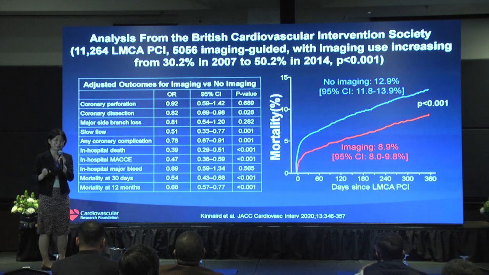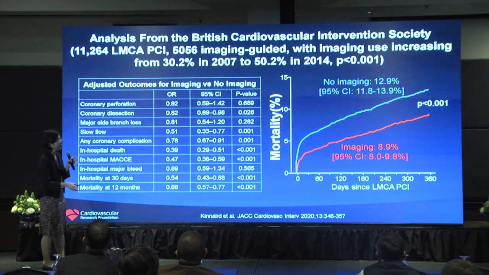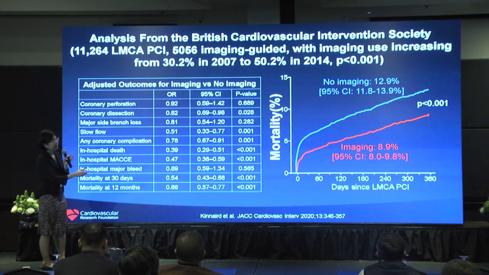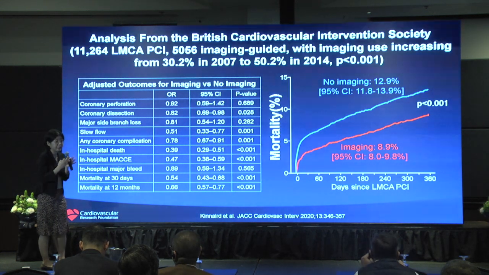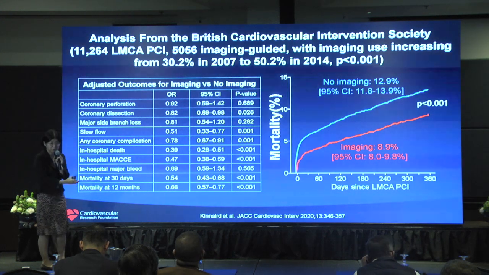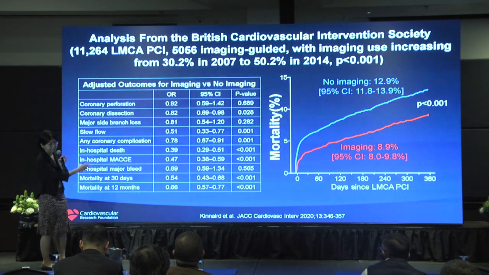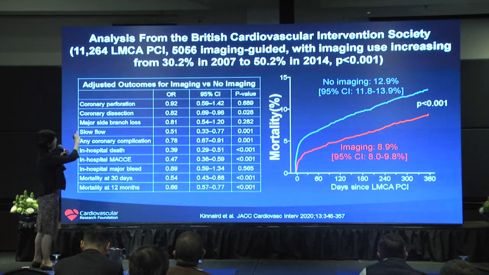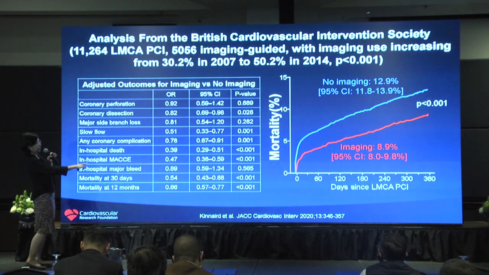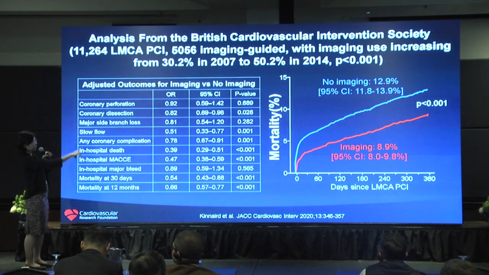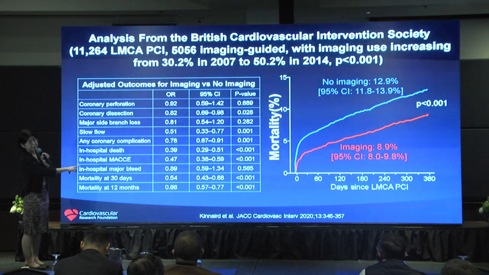Finally, why IVUS is important for the left main is this data. This is data from the UK. They compare with and without imaging for left main treatment. This is a registry, not randomized, a lot of bias. But after adjusting everything, doing imaging for left main treatment, the adjusted data show we can reduce the all-cause death. You can see the mortality at 30 days, its odds ratio is 0.54. That means we are reducing all-cause death by 46%.